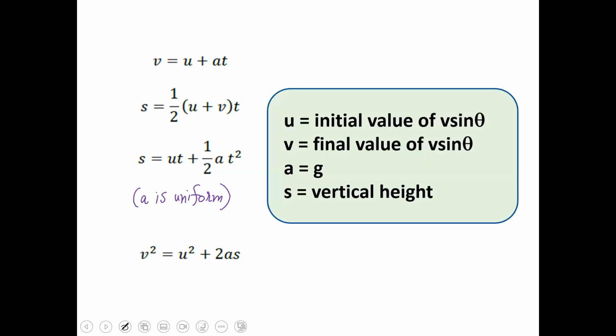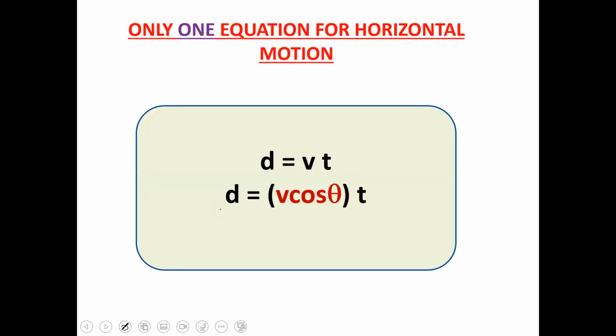Now, u is equal to the initial value of v sine theta and v is equal to the final value of v sine theta. As I mentioned, this is a very tricky part of this chapter. For the horizontal motion, there is no acceleration. In the horizontal motion, there is no acceleration. So one and the only equation is here, this one. You have to copy this screen.